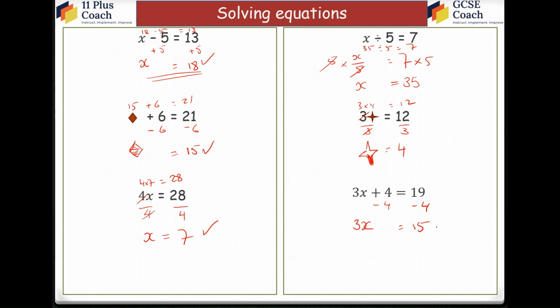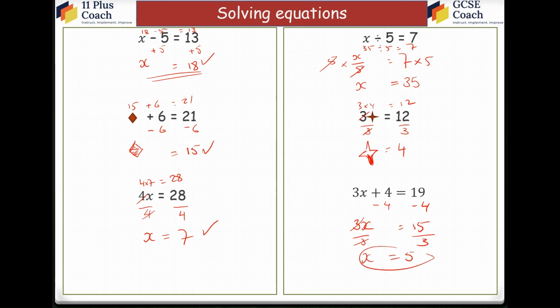So now I've got 3x equals 15. That's how far I've got, but I'm not finished yet because x is not alone. This is similar to question 3 on the left side. Now the next step: 3x means 3 times x, so the inverse of times is divide. So I divide the left by 3, I divide the right by 3. The 3s cancel out. You end up with x equals 15 divided by 3, which is 5.